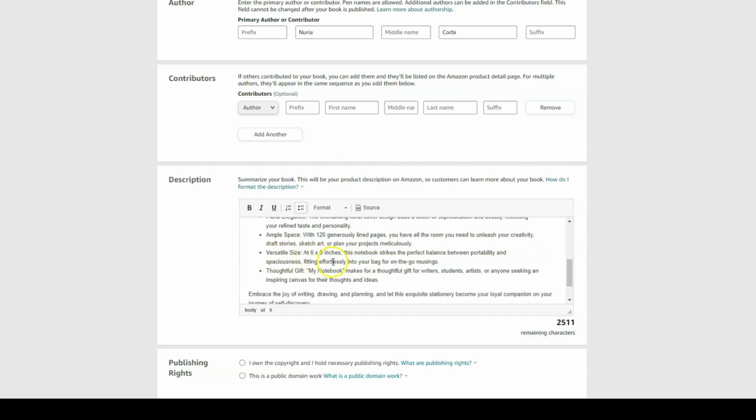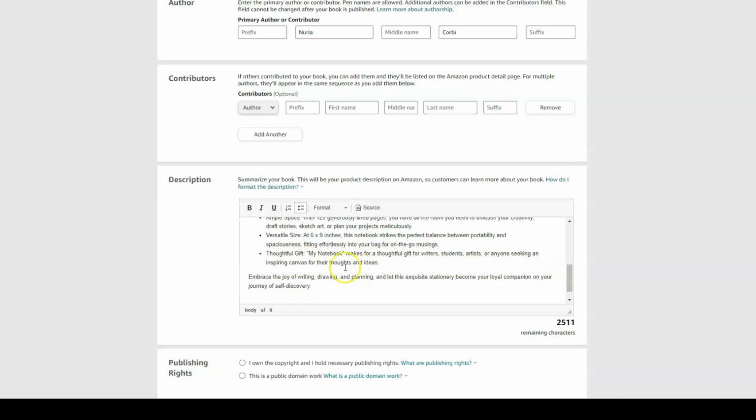I talk about the size, and when it's 6 by 9 inches, it's small enough to maybe put in your bag. And also that it's a thoughtful gift. You can give this as a gift, and I talk a little bit about who you could give this to. And then at the end, I always have like a call to action or something to really draw them in.